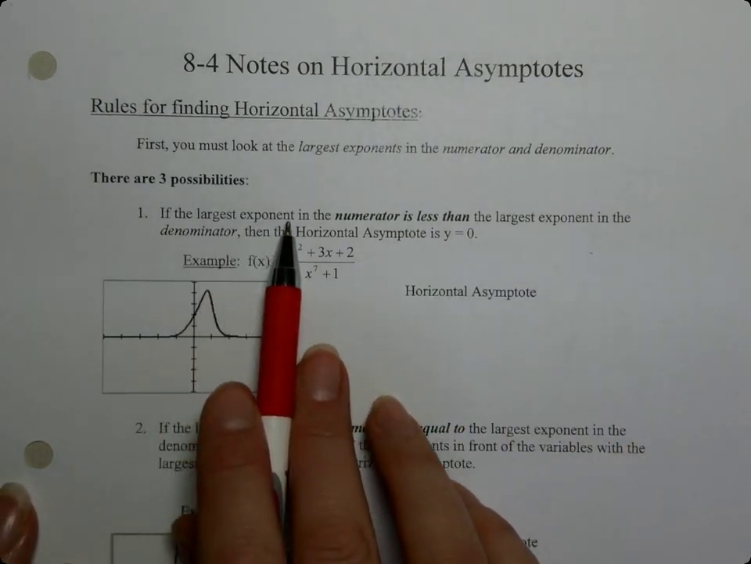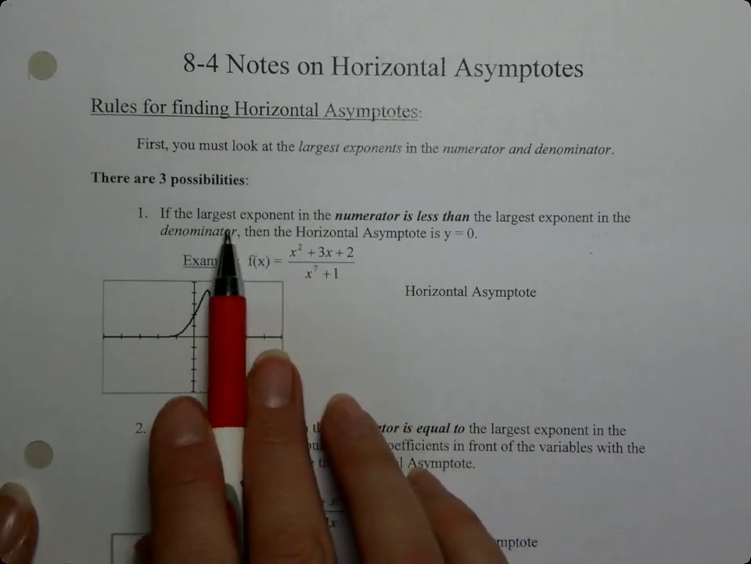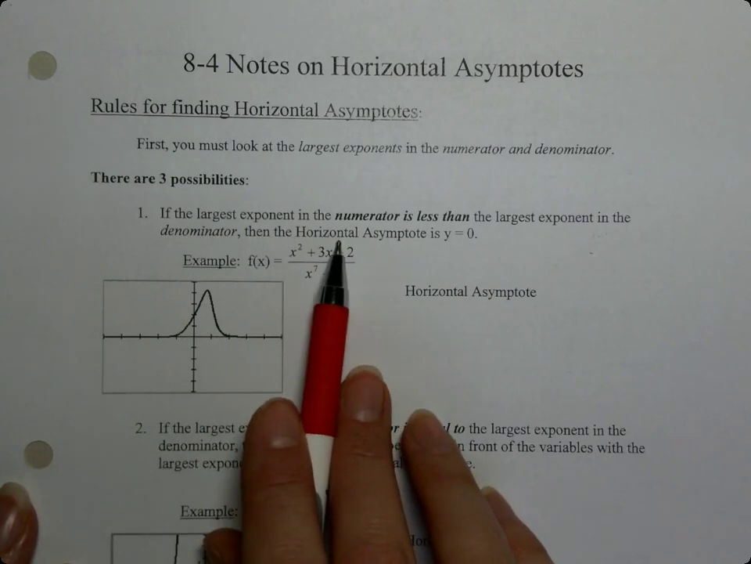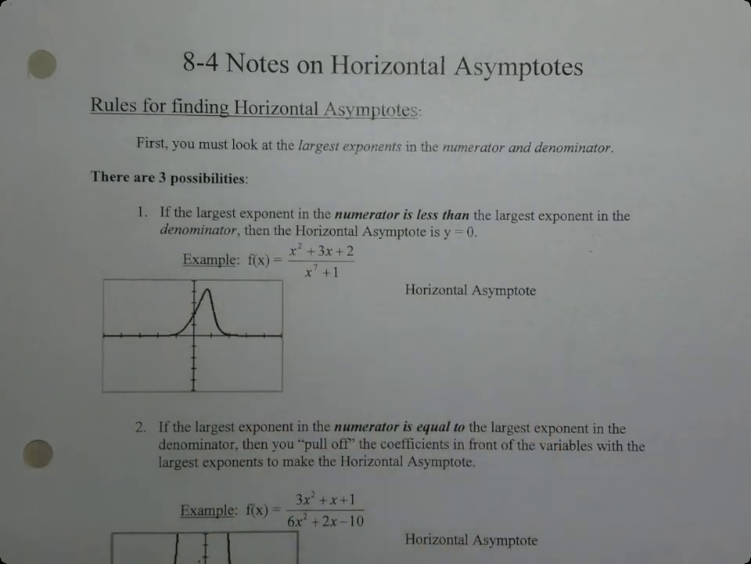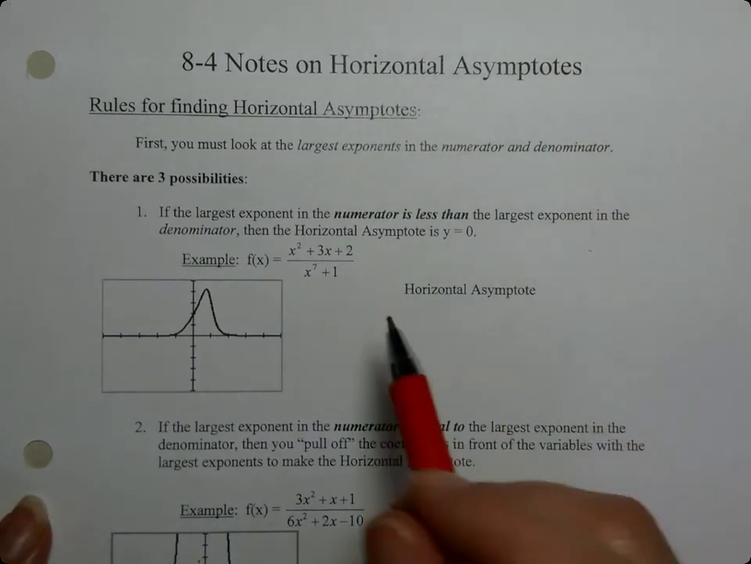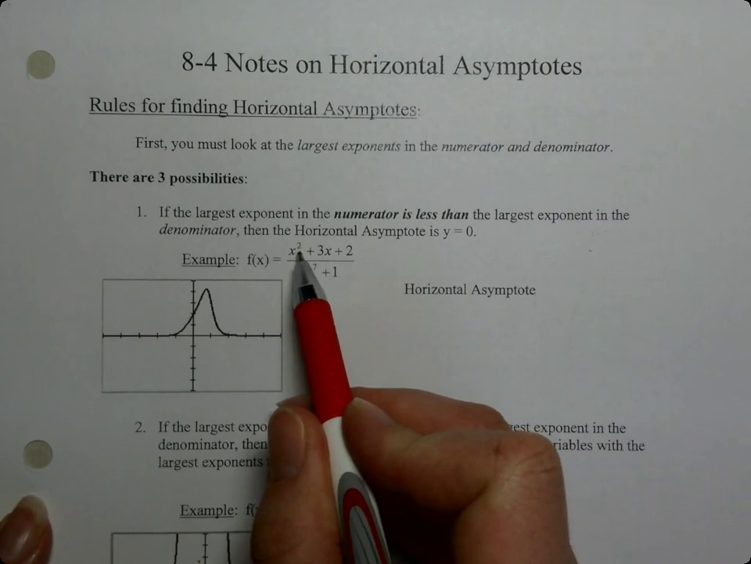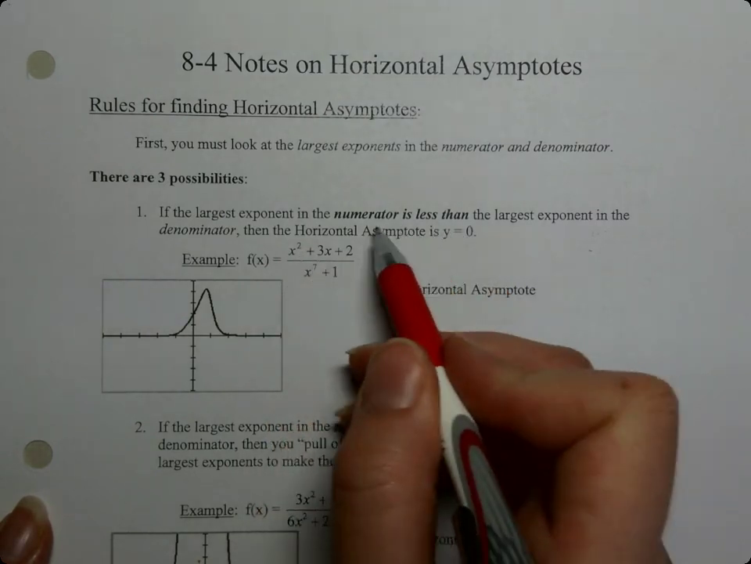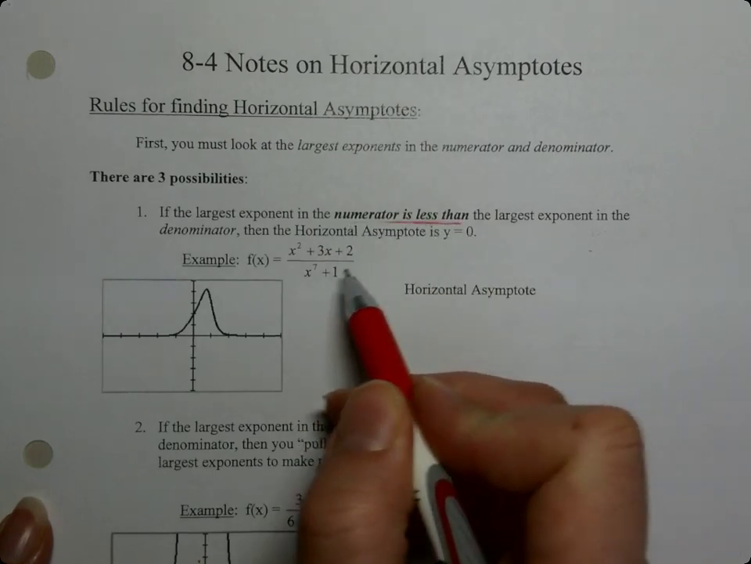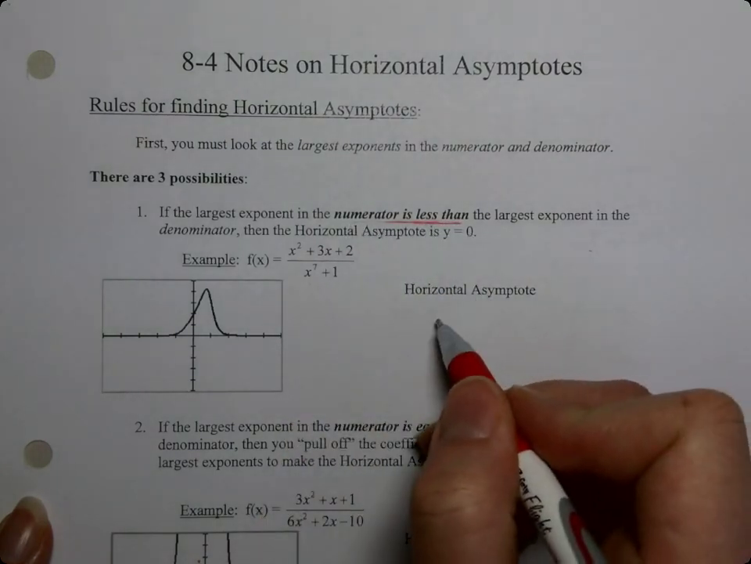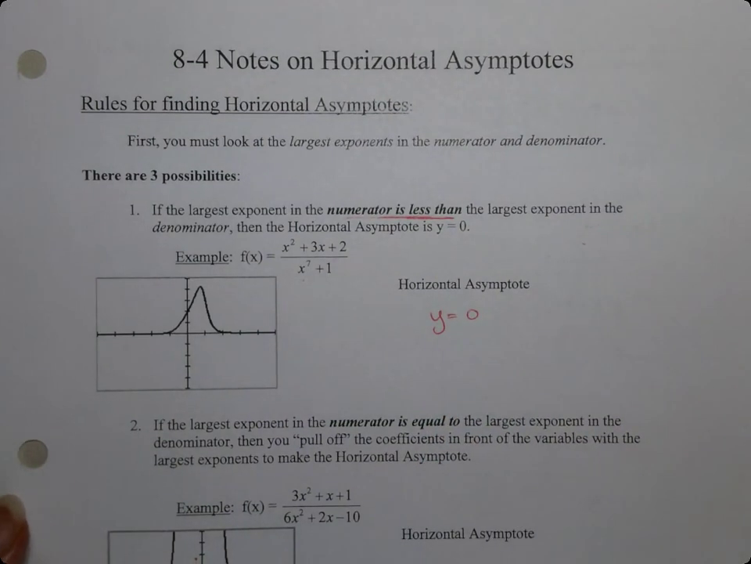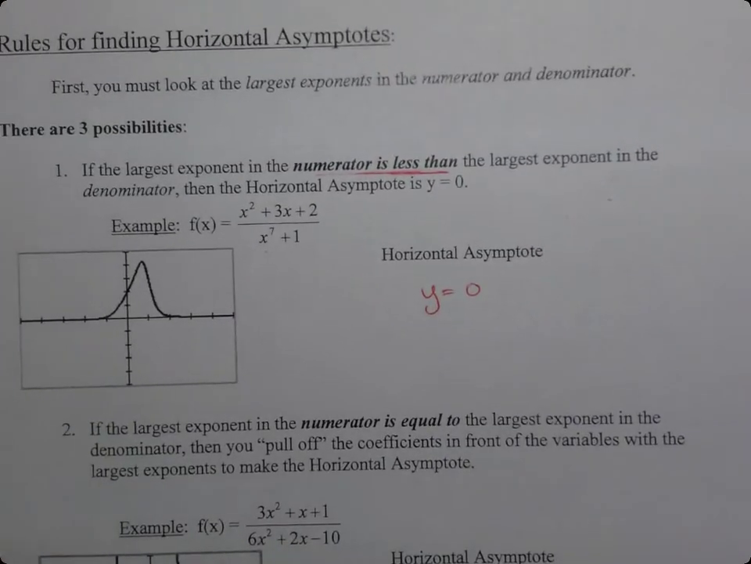First, if the largest exponent in the numerator is less than the largest exponent in the denominator, then the horizontal asymptote is y equals 0. There is no math we have to do to find it. It's just a rule. If you look at this, the highest degree in the numerator is x squared, and the highest degree in the denominator is x to the 7th. So my numerator exponent is less than my denominator exponent, so I have a horizontal asymptote at y equals 0. That is it. There's no math to do, no solving.